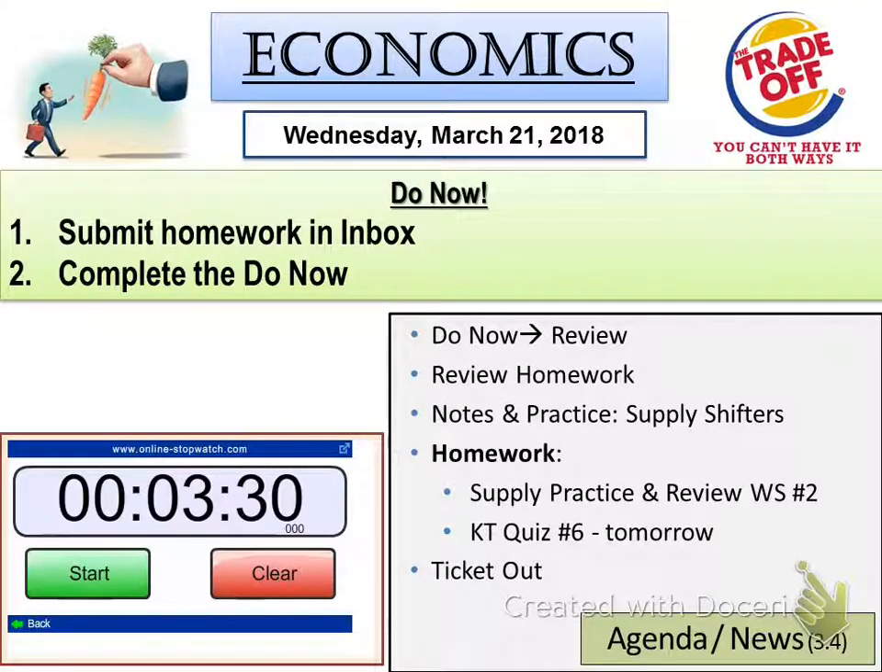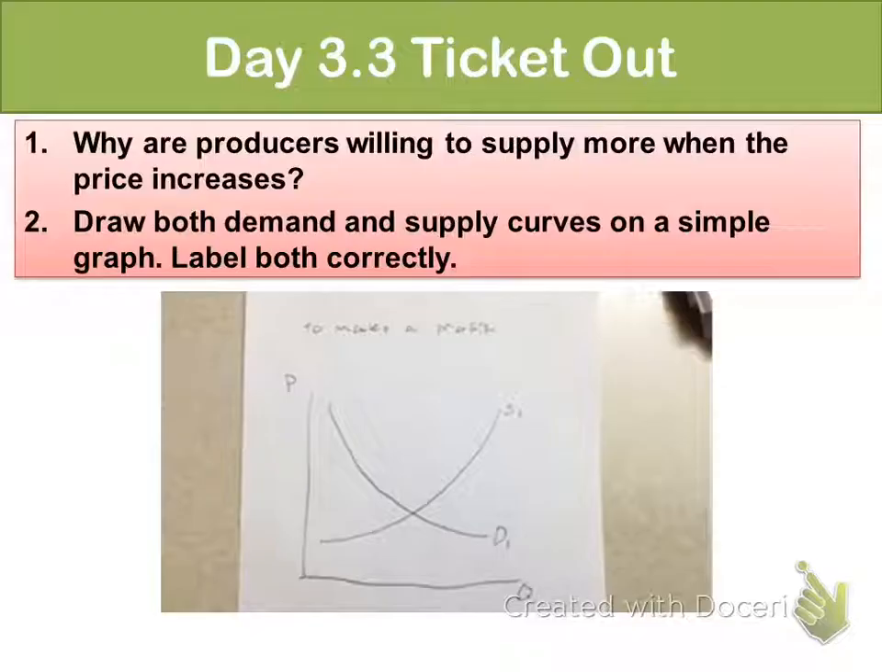Today is day 4. We're looking at supply shifters. Quick review of last class. Our ticket out: why are producers willing to supply more when the price increases? It's because they can make a profit. They can cover all of their costs.